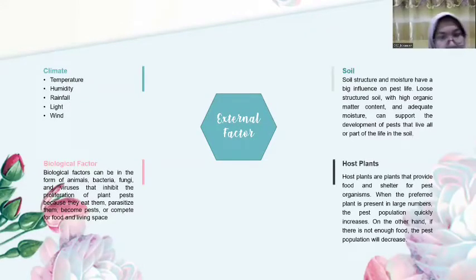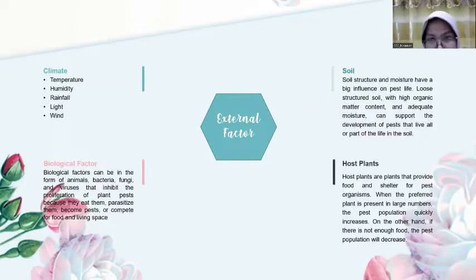The third external factor is biological factor. Biological factors can be in the form of animals, bacteria, fungi, and viruses that inhibit the proliferation of plant pests because they eat them, parasitize them, become pests, or compete for food and living space.